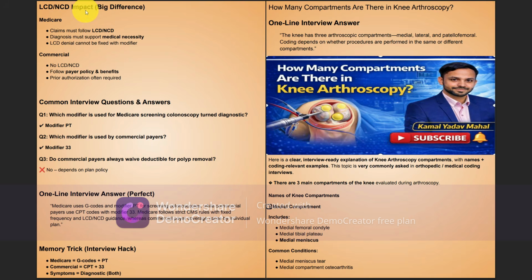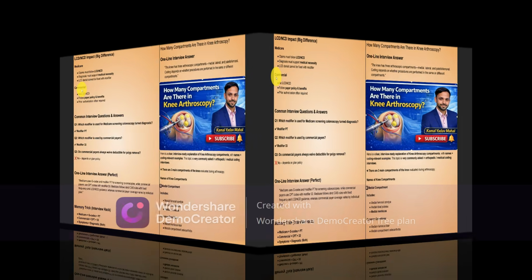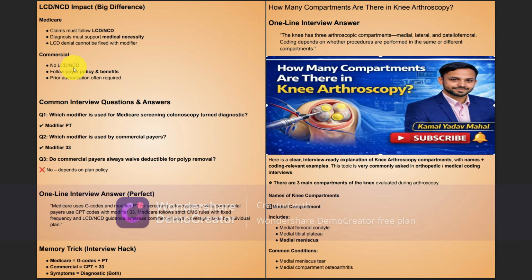Here, LCD and NCD impact is a big difference. A Medicare claim must follow the LCD or NCD, and the diagnosis must support medical necessity. LCD denials cannot be fixed with a modifier. Commercial: no LCD, no NCD; follow the payer policy, and benefits and prior authorization are often required.